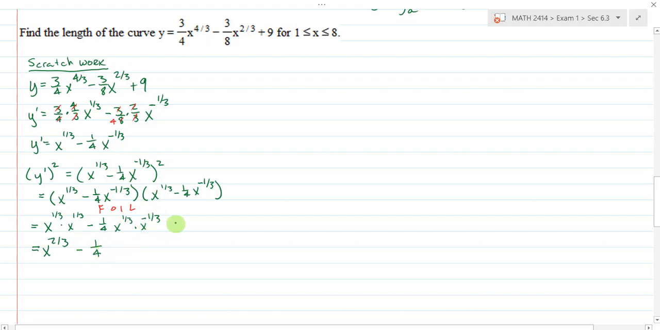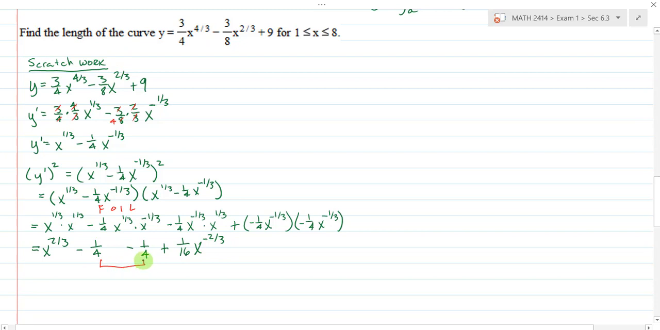That gives us 1/4. When you multiply your inside terms together, we get the same thing. It's minus 1/4 times x to the negative 1/3 times x to the 1/3, and that's going to give us another minus 1/4. And then when you multiply your last terms together, it's minus 1/4 x to the negative 1/3 times minus 1/4 x to the negative 1/3. A negative times negative is positive. 1/4 times 1/4 is 1/16. And then x to the negative 1/3 times x to the negative 1/3 is x to the negative 2/3.